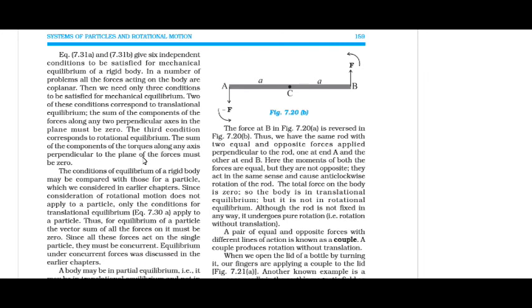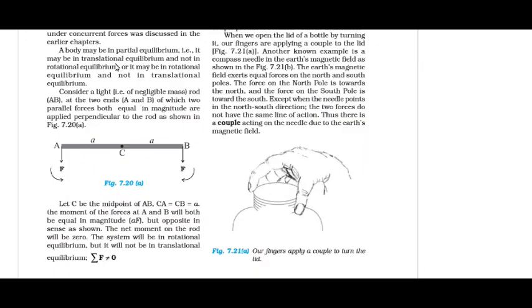The sum of the components of the torque along any axis perpendicular to the plane of the forces must be 0. So linear and angular momentum, in this way, both should be 0 for equilibrium of a rigid body. A body may be in partial equilibrium, that is, it may be in translational equilibrium but not in rotational equilibrium, or it may be in rotational equilibrium but not in translational equilibrium.